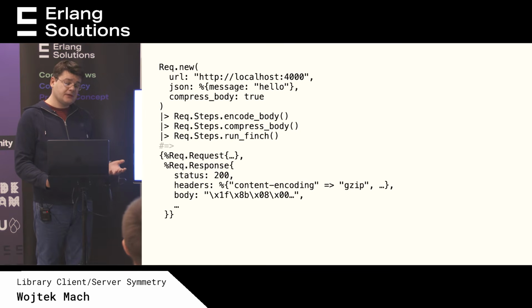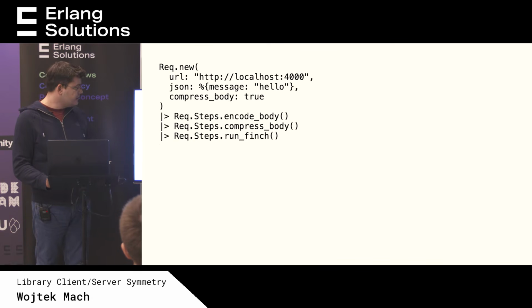But basically after that, we get the following: a tuple of two elements, the request that we had along the way, and then a response. So this is that JSON echo server. It's gzipped, and we have a bunch of bytes, and then we can start decompressing body.